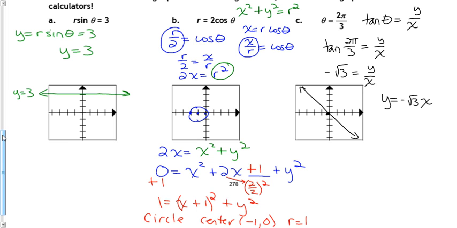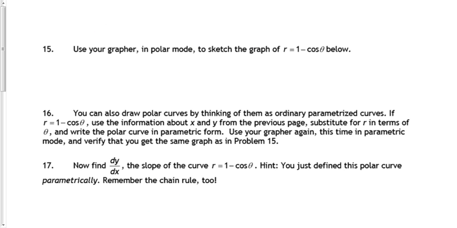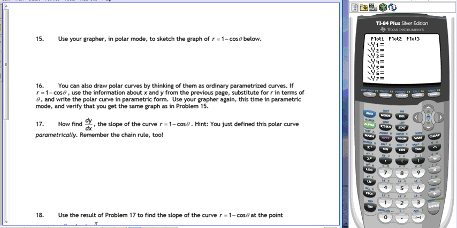So moving on to the next one, number 15. Number 15 wants us to use our grapher in polar mode so that we can graph this thing. So let's get your calculator. Sorry, I didn't tell you to get the calculator. Pause the video if you don't have your calculator, because you got to practice putting this stuff in polar into your calculator.